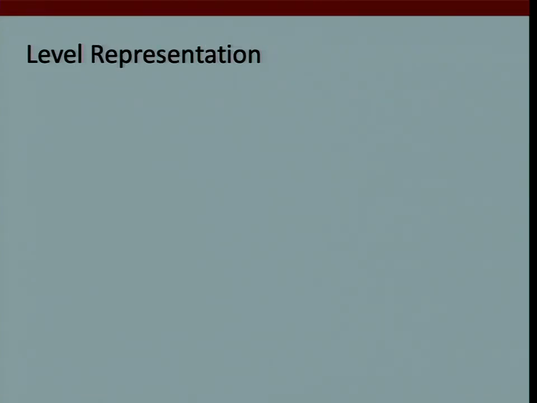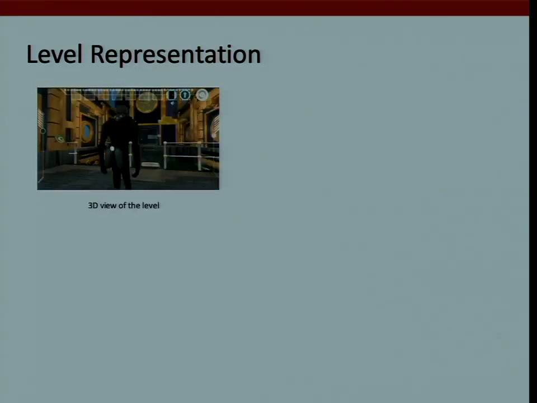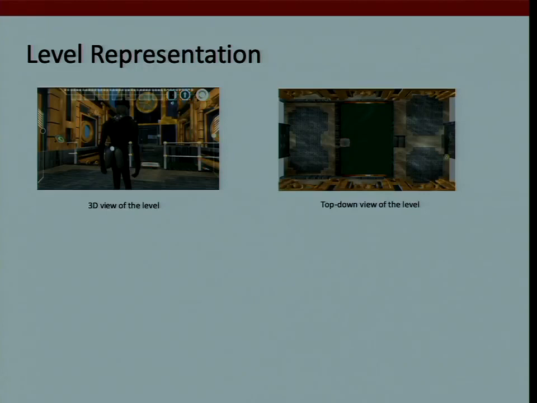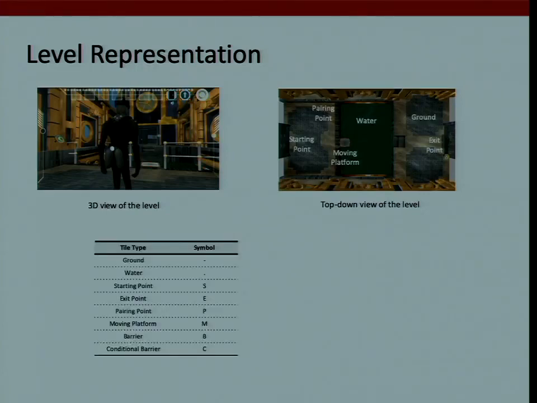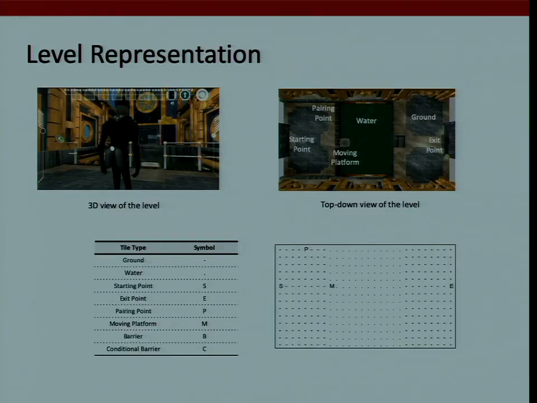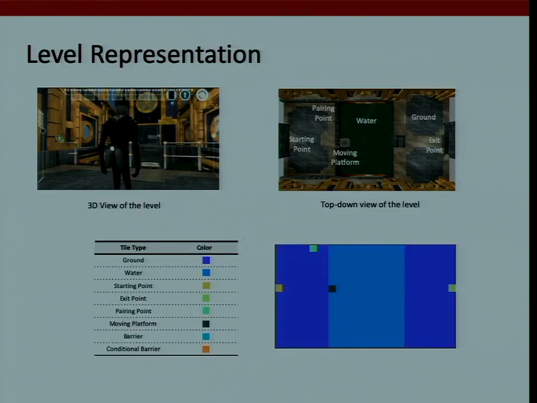To have the data for training the model, we took the 2D tile-based level representation that has been used for lots of platformer games such as Super Mario Bros. or Angry Birds. This 3D environment can be viewed as 2D from the top-down view. We defined symbols for each tile type in the game, and that was converted to a text format and a color map.